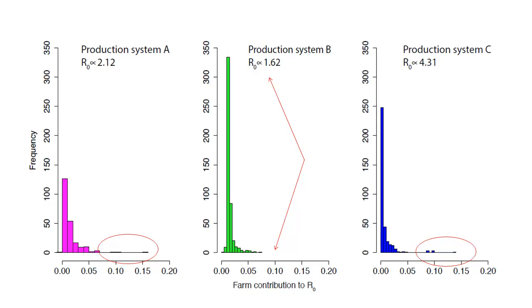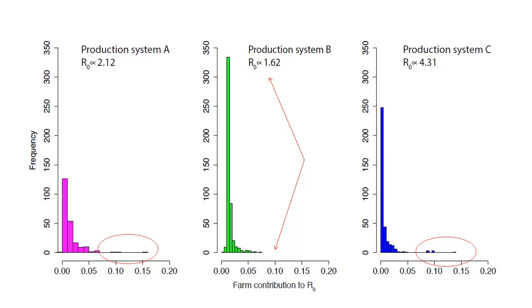We also can look at, down here, the individual farm's contribution to R naught. And we do this just by saying, okay, let's remove this farm from the network, recalculate R naught, recalculate the vulnerability, and then saying, okay, how much did it change when we removed that farm?